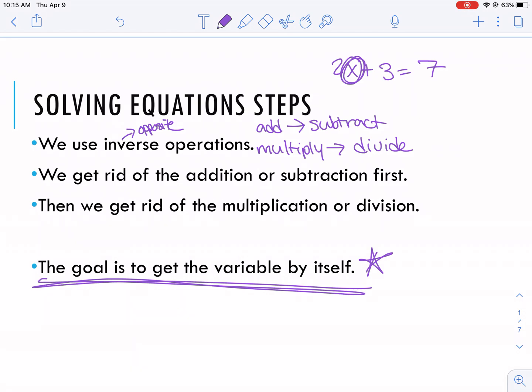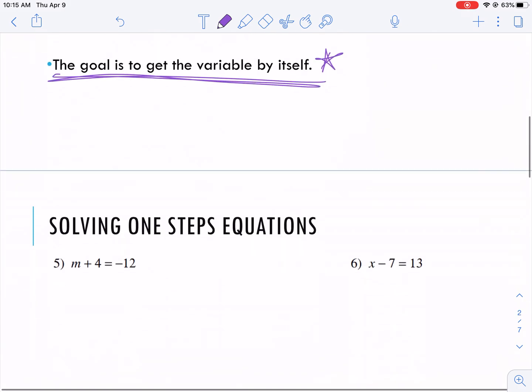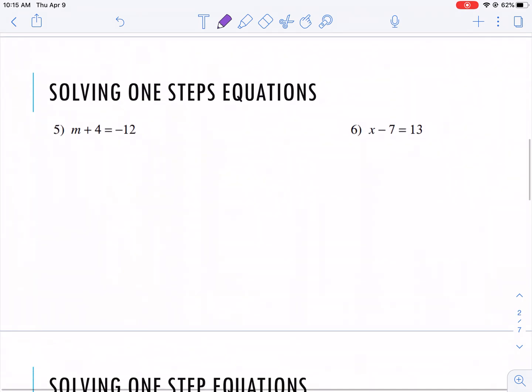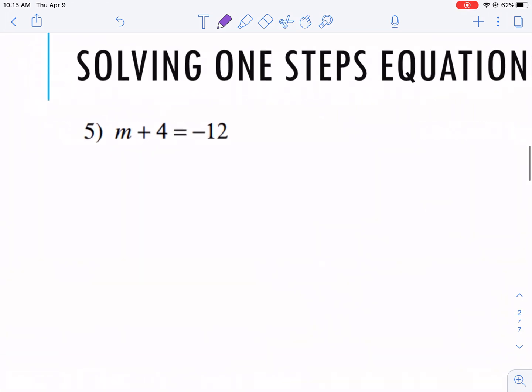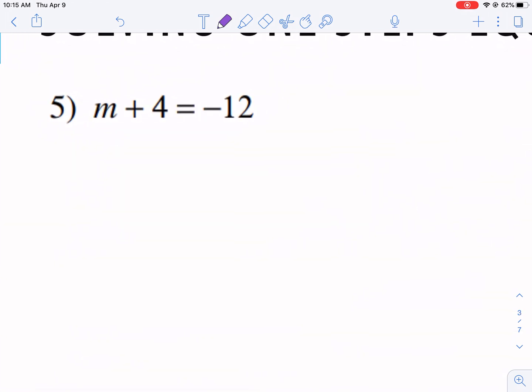So to do this, the very first thing we do is we get rid of addition or subtraction. So here we would get rid of the 3 because that's addition, and then we would get rid of multiplication. So remember, when they're written right next to each other, that means multiply. So solving, these are just one-step equations. So if I look at this one, remember we draw the line. Now I want to get m, the variable, on its own.